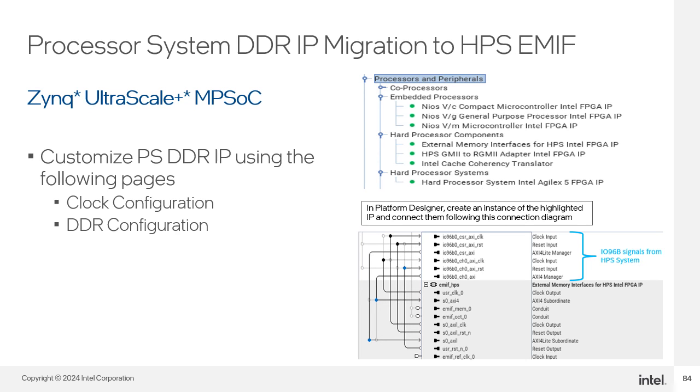You can customize the PS DDR IP using the clock configuration and DDR configuration pages within the Zynq UltraScale Plus MPSoC IP. For HPS EMIF IP, we will need to create an instance of the hard processor system and HPS EMIF in Platform Designer. Once they are created, we will connect the IO96B signals of the HPS system to the EMIF instance, following the bottom right diagram.